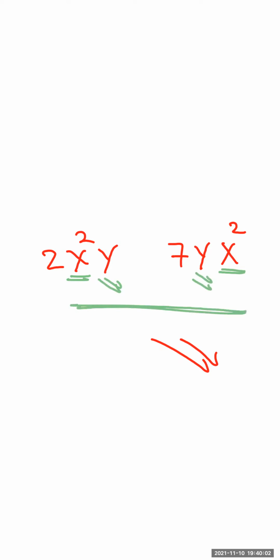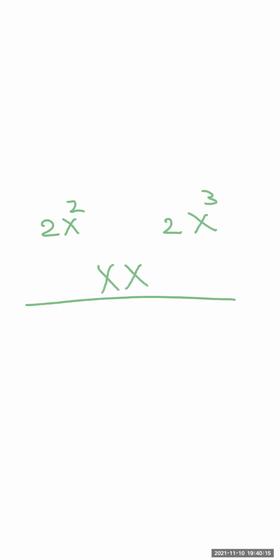Okay, some examples for unlike terms like this, 2x squared and 2x to the power 3, unlike terms. The variable is the same actually, but the powers are different. Okay, so there are two conditions. The variables are the same, the powers are the same.